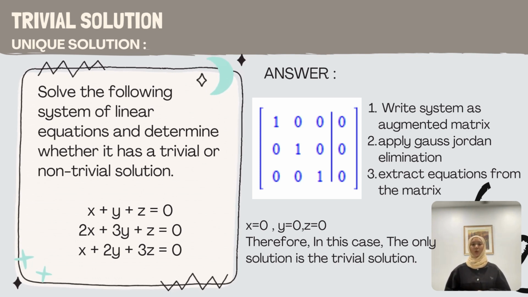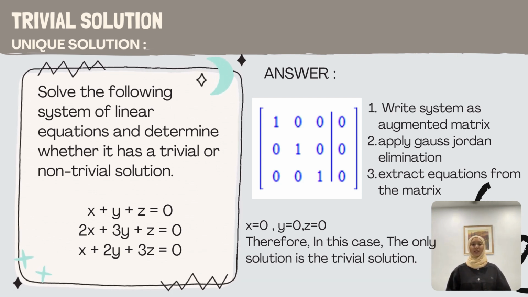Here's the system we are working with. x plus y plus z equals 0, 2x plus 3y plus z equals 0, x plus 2y plus 3z equals 0. We want to find out if the only solution is a trivial one, where all variables are zero, or if there are other non-zero solutions. To do this, we follow these steps.